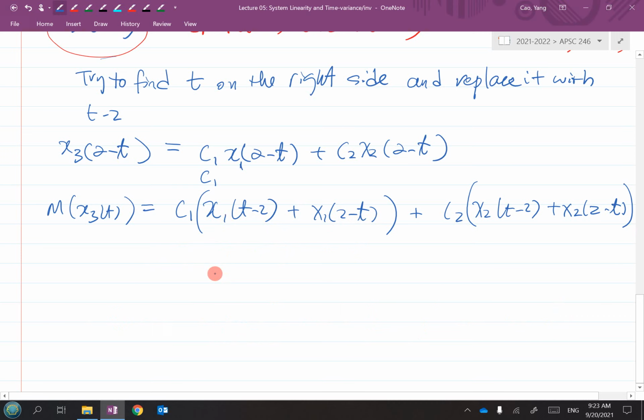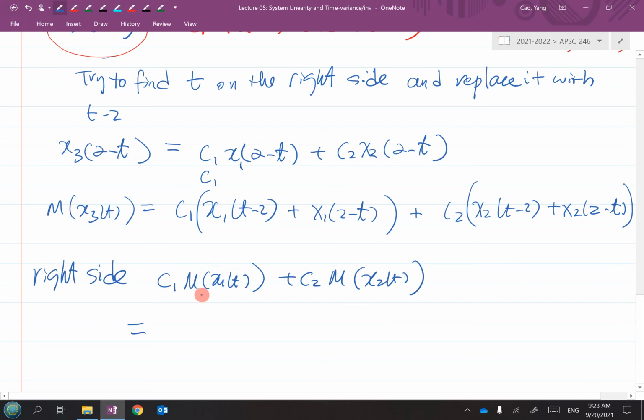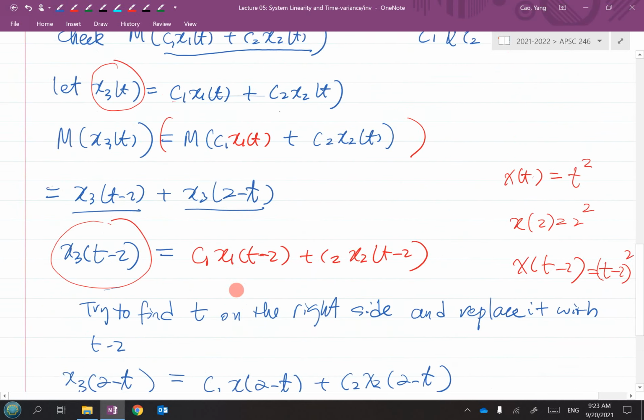That's the left side. So now let's check the right side. So the right side is C1 m x1 of t plus C2 m x2 of t. Okay. So the right side is fairly straightforward. The right side, mostly you just rewrite whatever the system is, because here you have a constant times m x1 of t. Then you say, what is m of x1 of t?